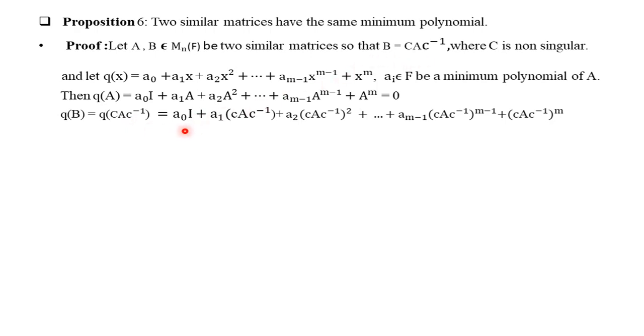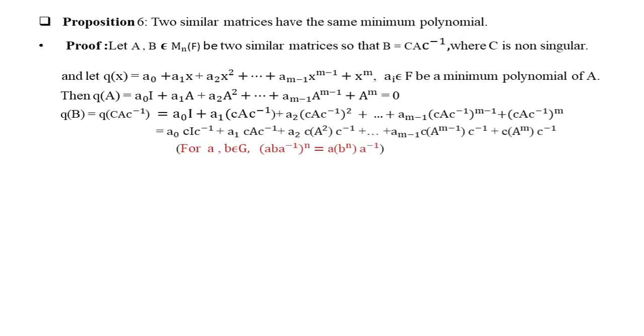So, and we can write this Q of CAC inverse as A naught I. See here, compare here A, here CAC inverse. So A is replaced by CAC inverse here. So A square is replaced by CAC inverse whole square. Last term plus CAC inverse whole power m, that is replaced by this A power m. And now we show that Q of B is also equal to the 0 matrix.